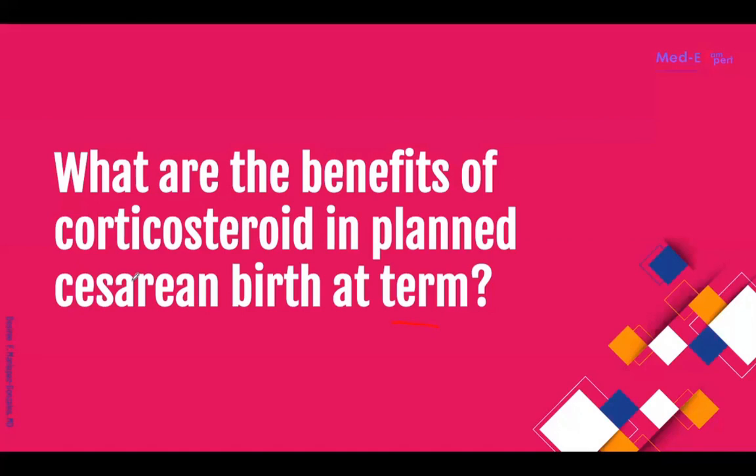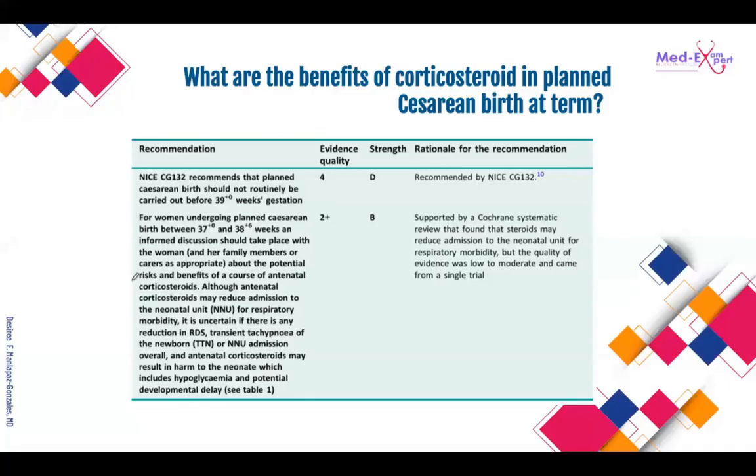So in practice, we usually schedule our patients when they pass 38 weeks of gestation, right? So in between 38 to 39 weeks, okay? But the guideline says, according to NICE, there should be no cesarean section routinely scheduled before 39 weeks of gestation. So they recommend that you schedule your planned cesarean birth as much as possible near to the expected date of delivery, which is 39 weeks of gestation.